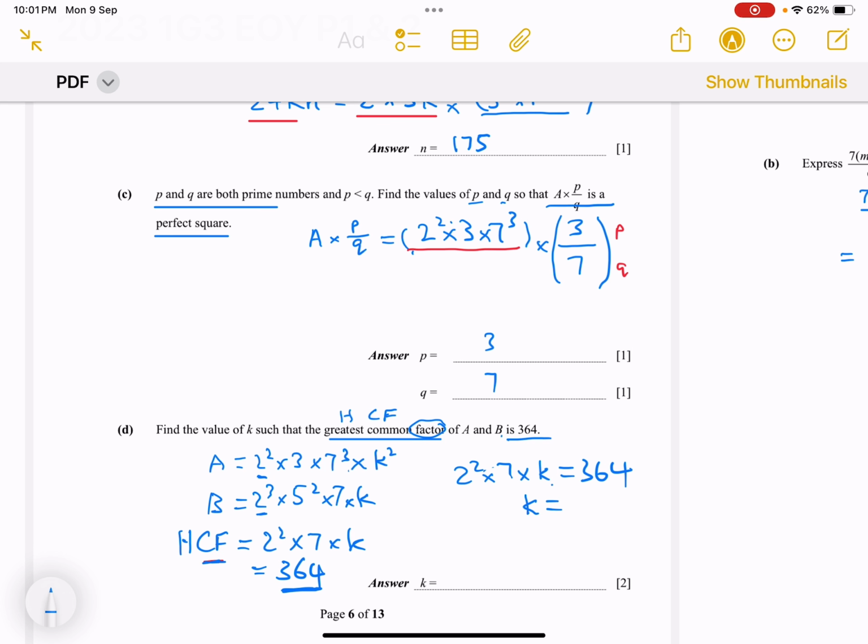So now, having formed this equation, we can find K. K is just 364 divided by 2 squared and 7, which is 28. And when we divide, we have the answer 13. So K is 13.